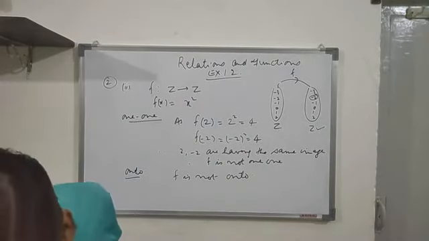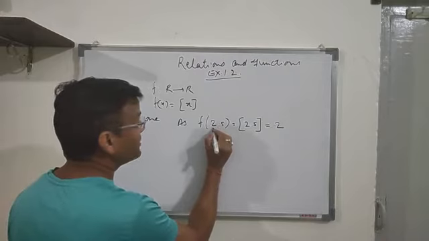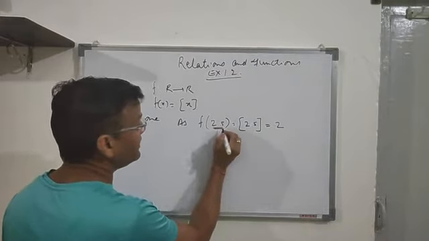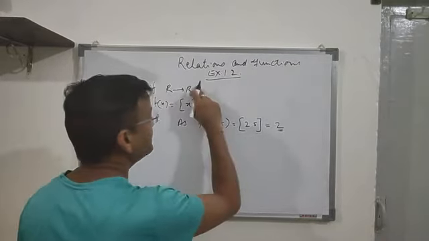If I take 2.5, suppose, what is the value of f(2.5)? That means it is [2.5], the greatest integer function. By the definition of the greatest integer function, which you have read in class 11th also, its value is an integer but not greater than 2.5. So that comes out to be 2. That means the image of this element of the domain is 2, which is in the codomain.